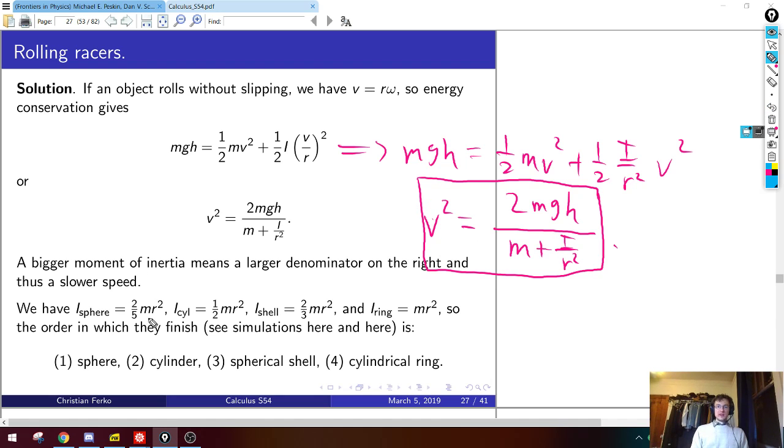Okay, so now you can just see what the answer is. I'll give you this in some notes: the moment of inertia for a sphere is 2/5 mr squared. For a cylinder, it's 1/2 mr squared. For the shell, it's 2/3 mr squared. And for the ring, it's mr squared. So this is in the direction of increasing moment of inertia, which means slower. The speeds go the other way, so the order in which they finish will be sphere first, then cylinder, then shell, then ring.